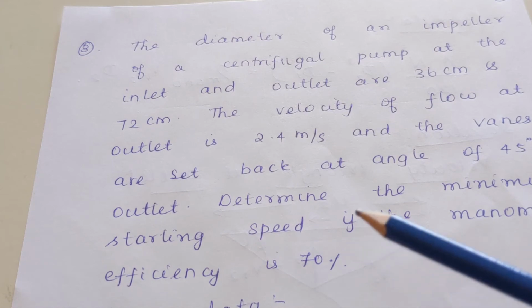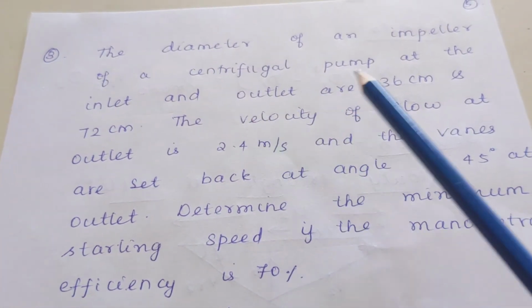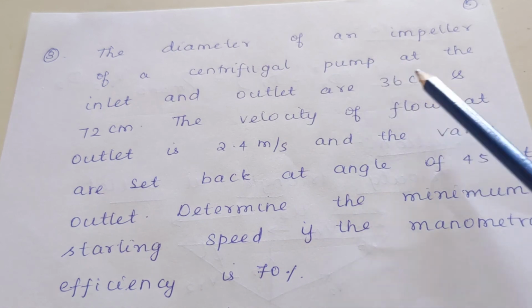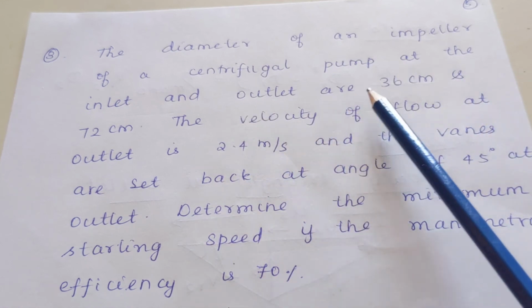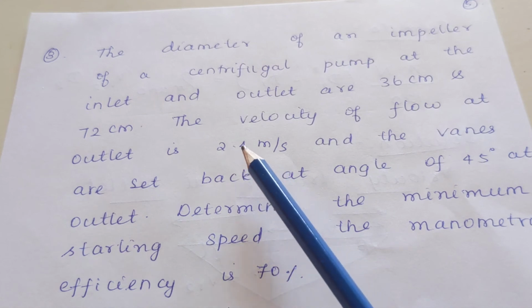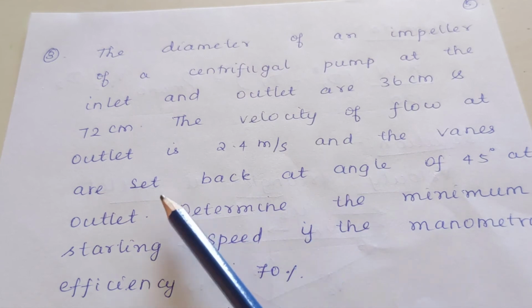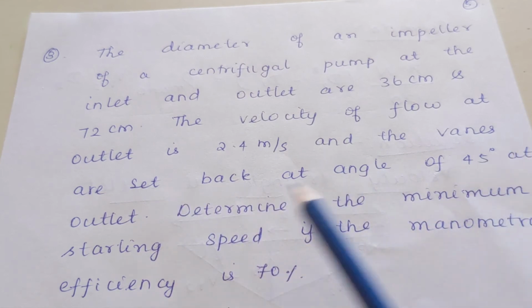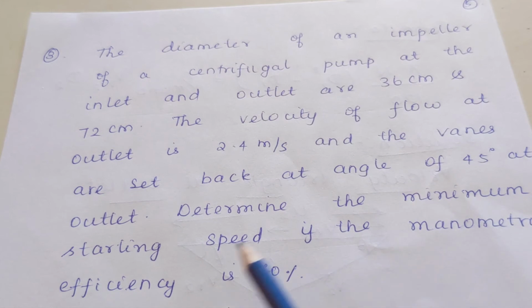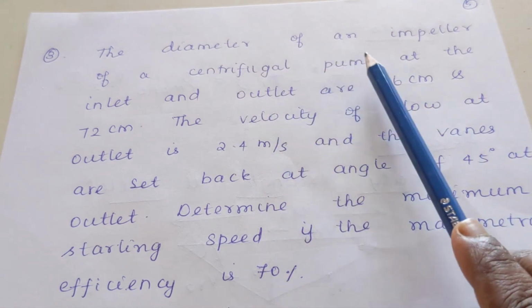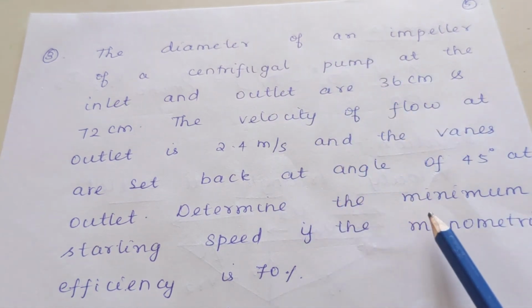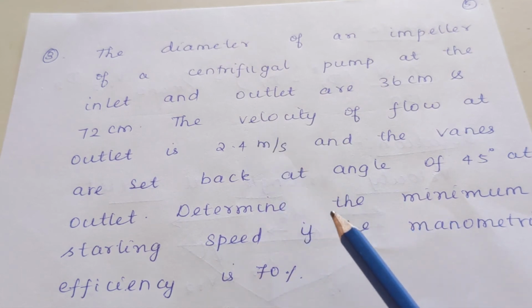The next problem, I am reading the problem. The diameters of an impeller of a centrifugal pump at the inlet and outlet are 36 cm and 72 cm. The velocity of flow at outlet is 2.4 meter per second and the vanes are set back at an angle of 45 degree at the outlet. Determine the minimum starting speed if the manometric efficiency is 70%. So they have given all the details about the centrifugal pump. What you have to find out is the minimum speed required to start the centrifugal pump.